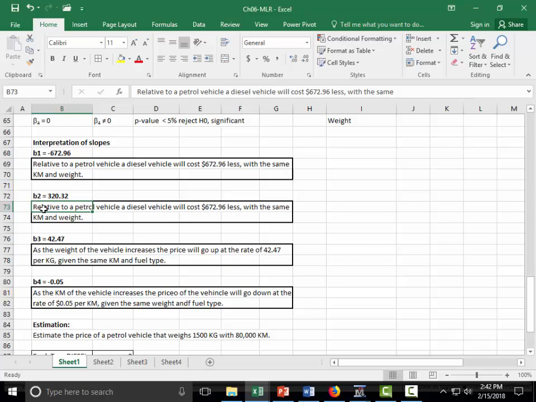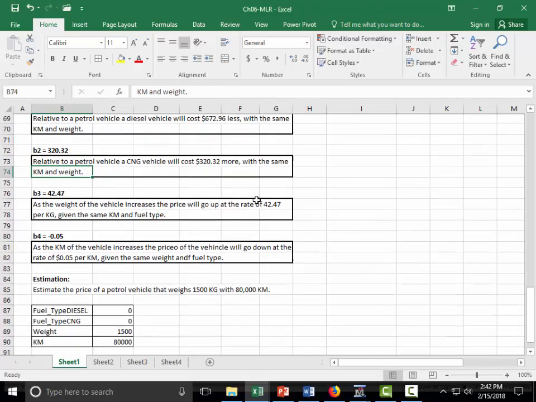All right, so relative to now same. So now this time we are comparing CNG with a petrol vehicle. So change that to CNG, and of course change this. Now this is going to cost more because it is a positive coefficient, 320.32 more with the same weight and kilometer.